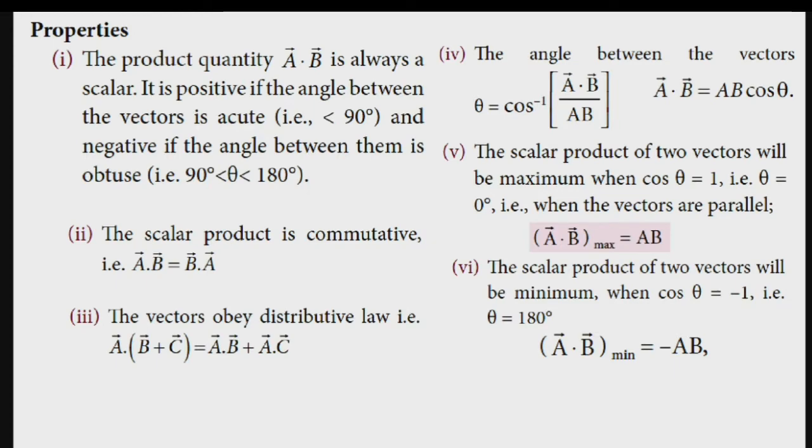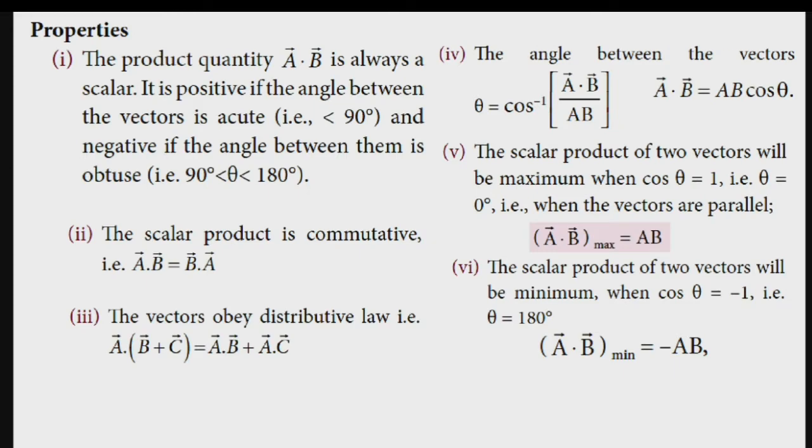Then scalar product is commutative. A vector dot B vector is equal to B vector dot A vector, and then it obeys distributive law. A vector dot bracket B vector plus C vector in bracket is equal to A vector dot B vector plus A vector dot C vector.